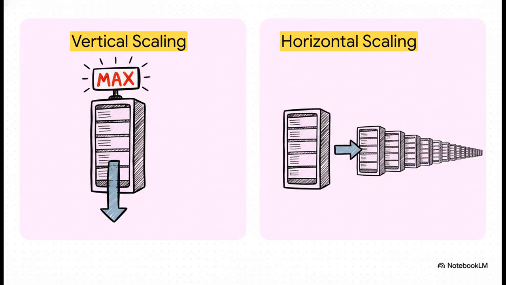But you can see the problem, right? You eventually hit a wall, a hard physical limit, and it gets crazy expensive. So on the other hand, you have horizontal scaling. Instead of one giant server, you just add more servers. A whole fleet of them. They don't have to be top of the line, just standard everyday machines. This is how the big tech companies do it, because it lets them scale out almost infinitely. But it creates a brand new puzzle. How on earth do you manage all the traffic going to all those different machines?